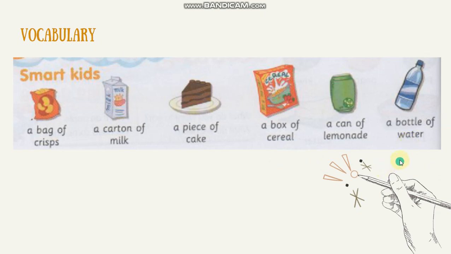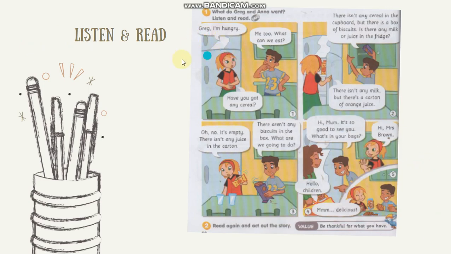Okay, so we will find these words in the lesson. Let's continue. Activity 1. What do Greg and Anna want? We will listen and read along. Are you ready?